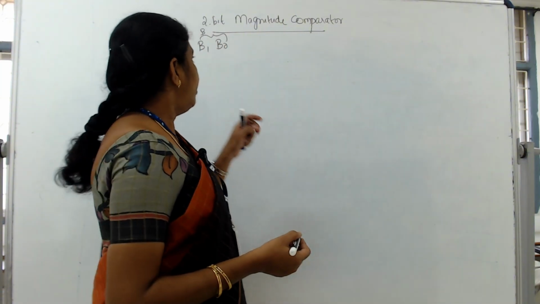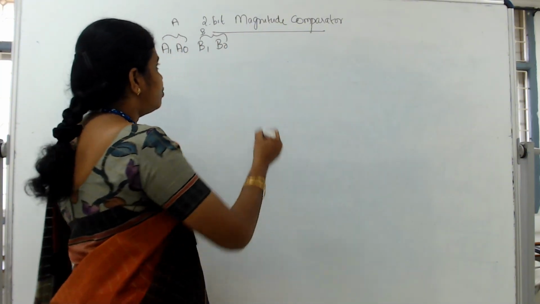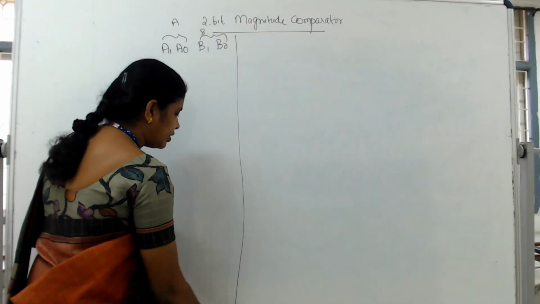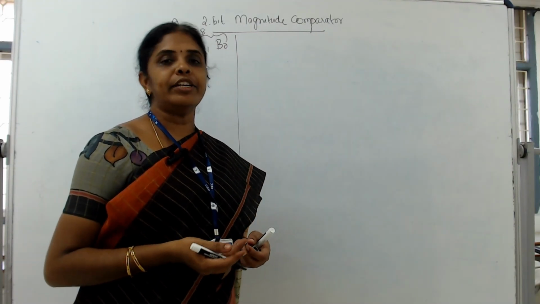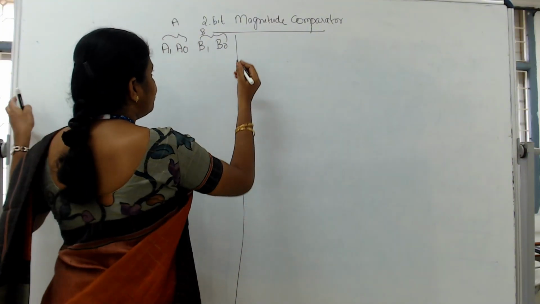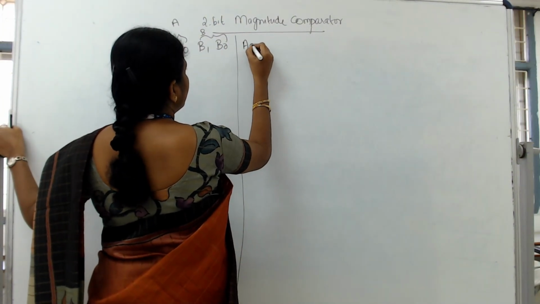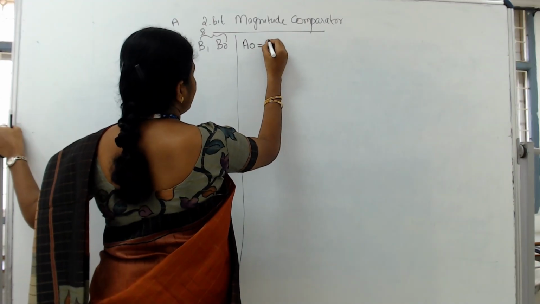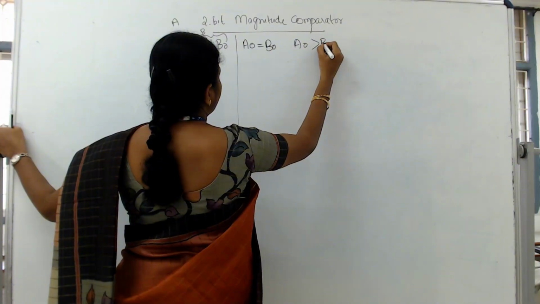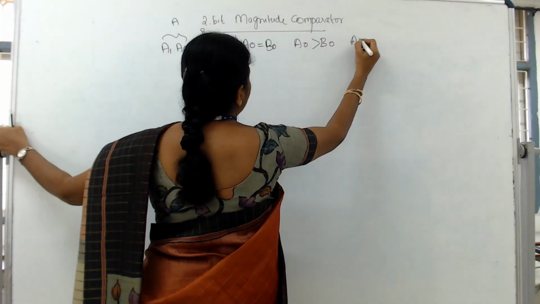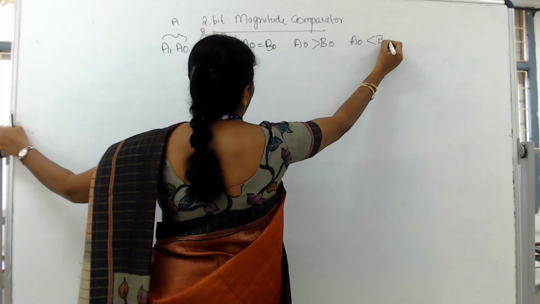So totally there are 4 inputs. With 4 inputs, you will have 16 combinations. You will have 3 outputs: A equal to B, A greater than B, and A less than B.